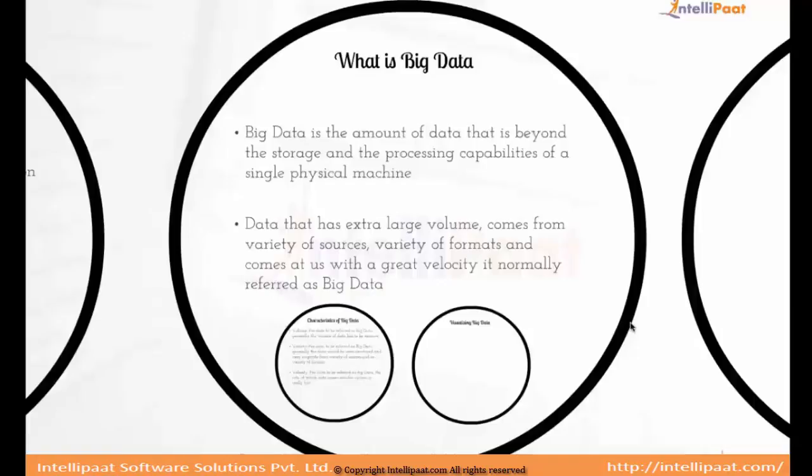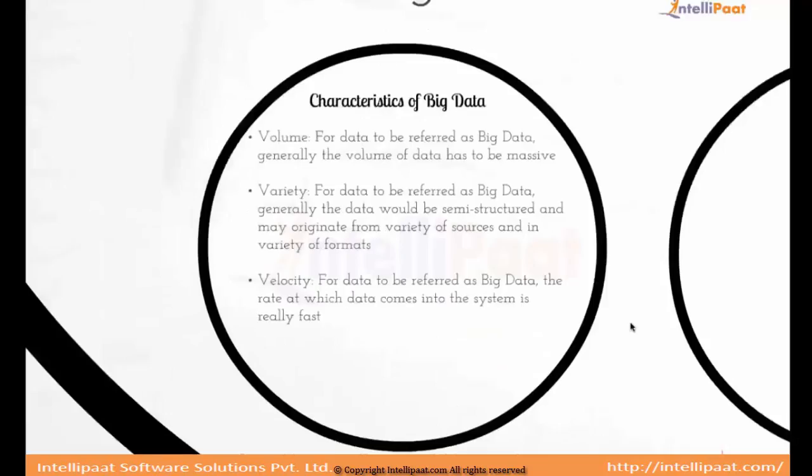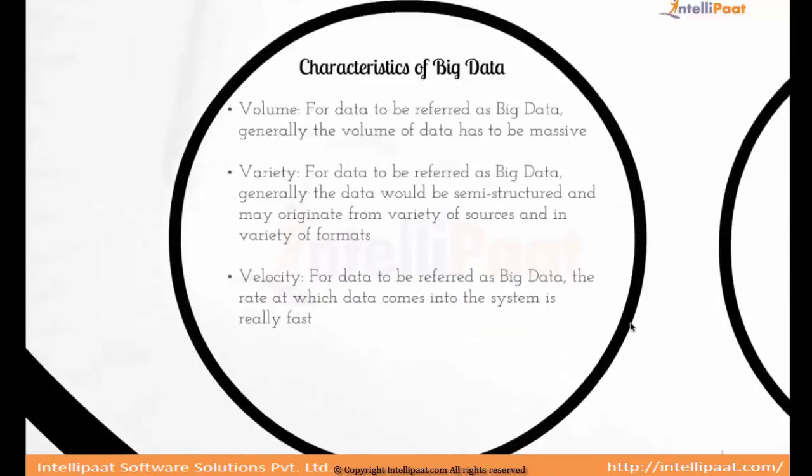So the first dimension of big data is extra large volume. Data that has extra large volume comes from a variety of sources, in a variety of formats, and comes with a great velocity. So the first dimension of big data is volume, second is variety, and third is velocity. Typically when you talk about a big data implementation, you are referring to the fact that the amount of data that is newly getting generated is really fast. Looking at big data, these are the three most important dimensions or characteristics.